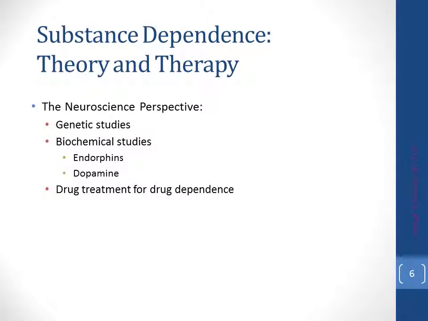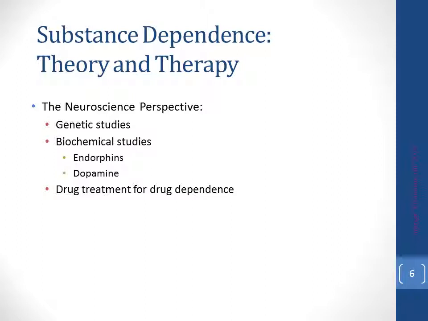Okay, neuroscience perspective. Looking at genetic studies, we see that there is an inherited predisposition for problems with alcohol. Looking at biochemical studies, endorphins. These are those feel-good chemicals that mimic morphine, and we find that there are nerve cells in the brain that have opiate receptors to which opiates attach themselves. Over time, with repeated opiate use, the body actually stops producing endorphins, and then individuals have to rely entirely on opiates to feel good and control pain instead of the body naturally producing these painkillers.